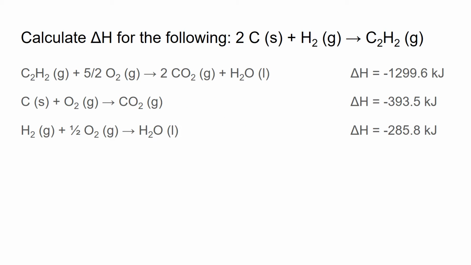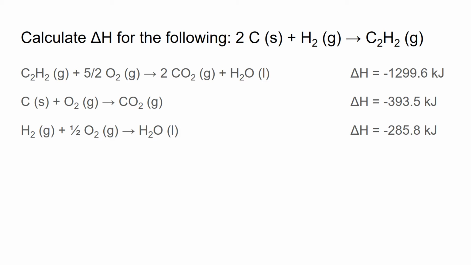So this is the problem we're going to look at. We want to calculate delta H for the following reaction: 2C plus H2 yields C2H2. These are the three reactions we have to work with. A couple things to remember about enthalpy: if you reverse the reaction, you need to flip the sign. If you multiply or divide, you need to also multiply or divide delta H. Those are the main things you want to remember.